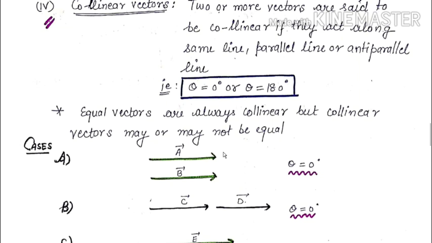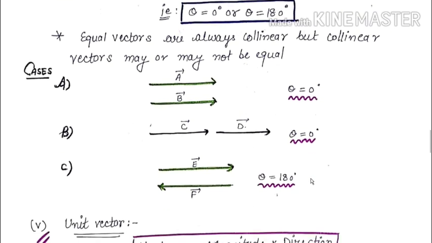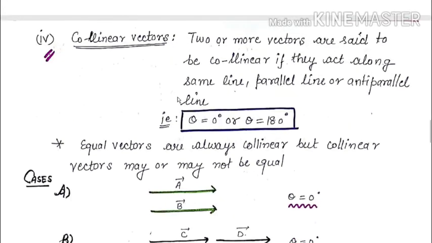First example is vector A, vector B having theta 0. Vector C, vector D in the same plane, that is also having theta 0. Vector E, vector F is in opposite direction, theta is equal to 180 degrees. These are mainly the three cases possible in the case of collinear vectors.